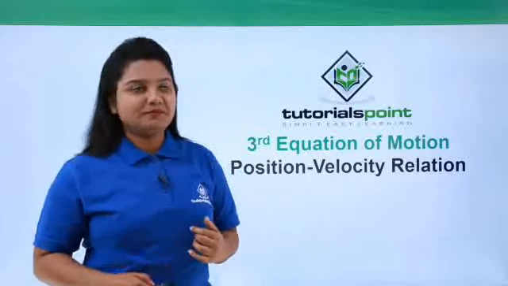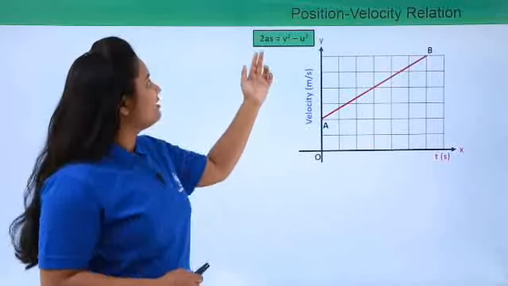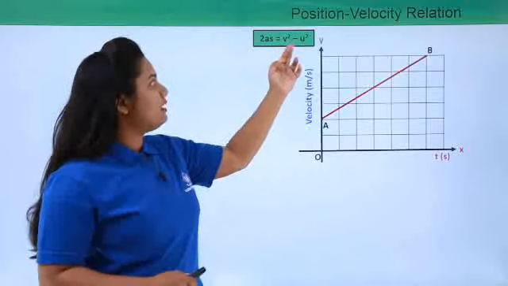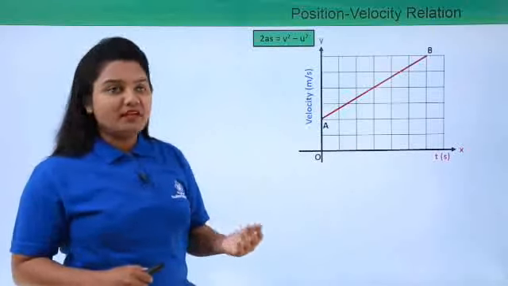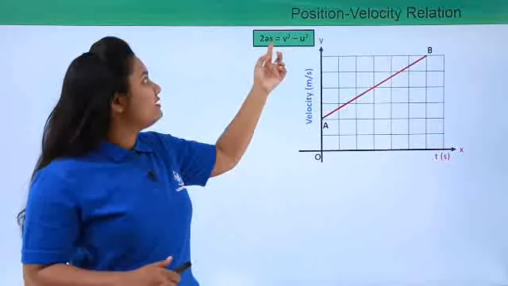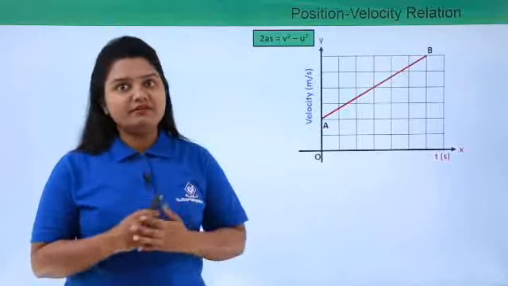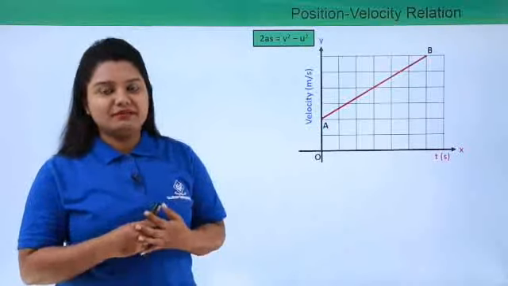In this video, we will be deriving our third equation of motion, which is otherwise called the position-velocity relation. We already know the third equation of motion, that is 2as equals v squared minus u squared, where a is the acceleration of the body, s is the displacement, and v and u are the final and initial velocities of the body respectively.